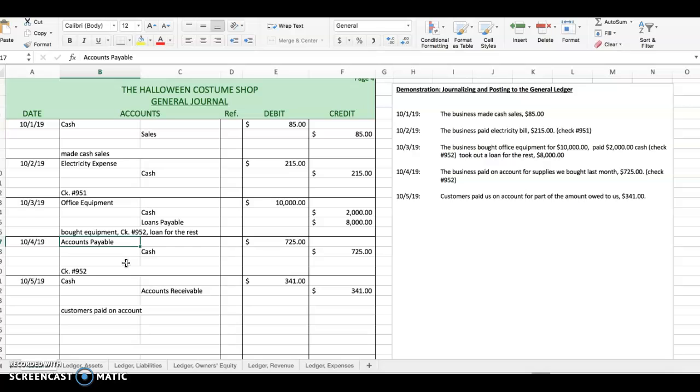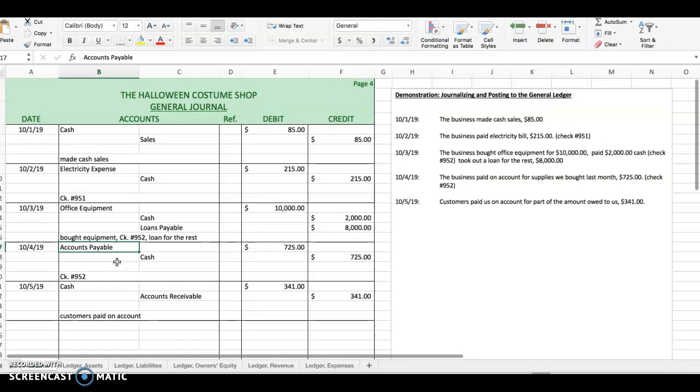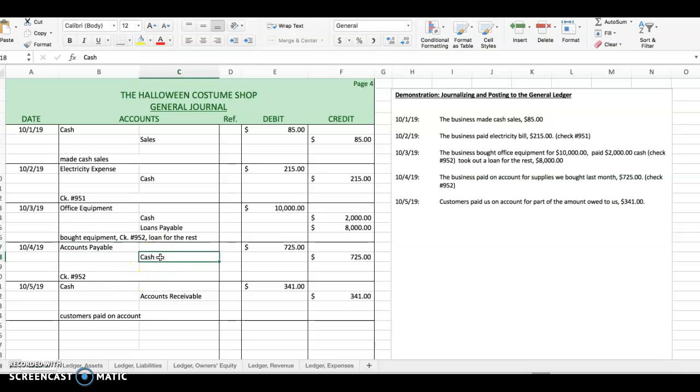Next transaction is a payment of a liability. Liabilities decrease on the debit side, so if we're paying a liability, we're paying off a bill, or at least part of it, and that's why it goes down, and that's why accounts payable has to be debited. Cash also goes down. We've paid money to pay part of this accounts payable.